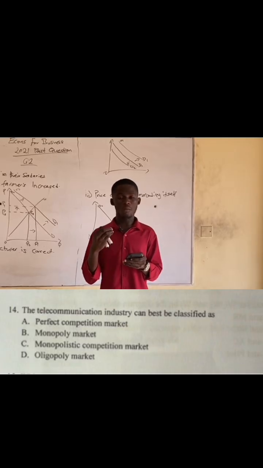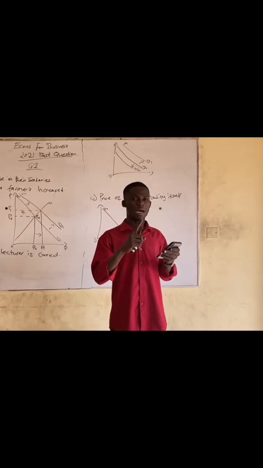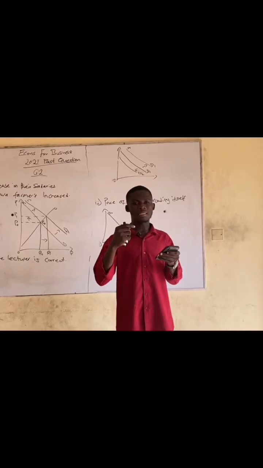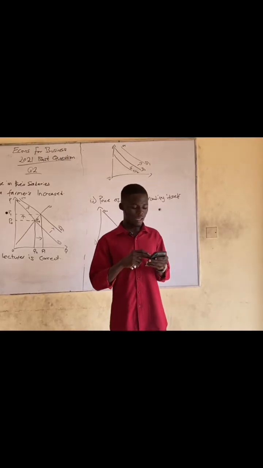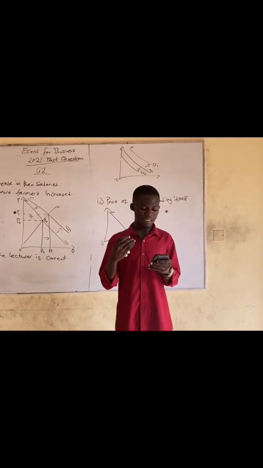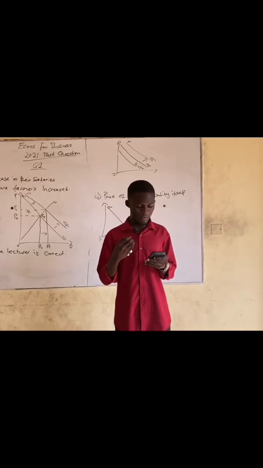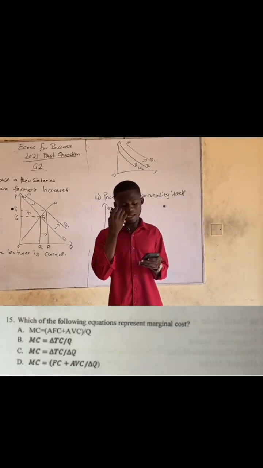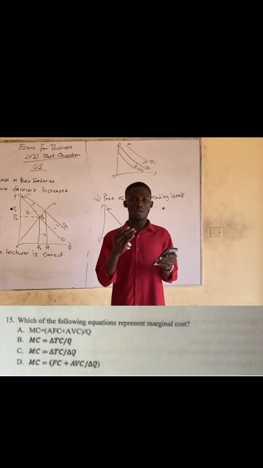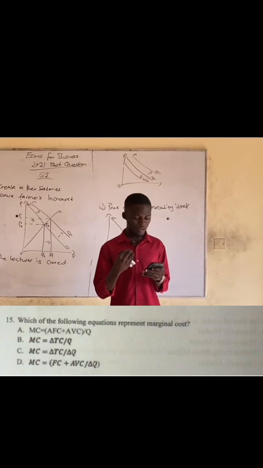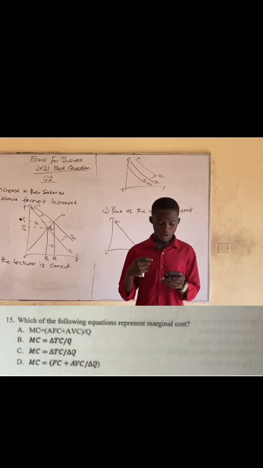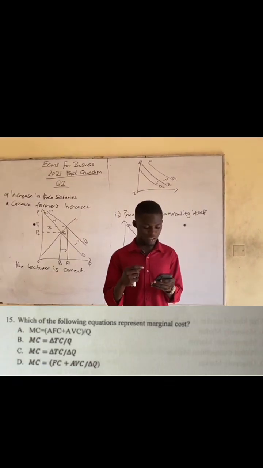Okay, so telecommunication, they are the only ones that provide us these things. They are the only firms here. We don't have many of them. And that explains the definition of an oligopoly market. 15, which will be the last one, then the rest you also get time and go through them yourself. So 15 says, which of the following equations represent marginal cost?